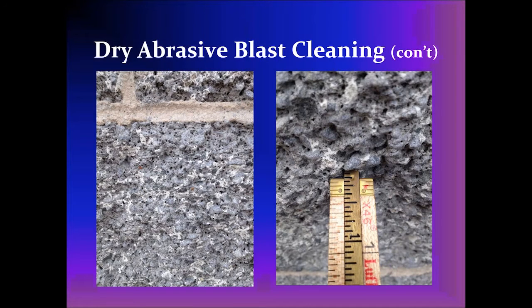Here's another example of damaged block. Here you see the block was very soft on the left, the mortar joint much harder. The mortar joint was not affected by the blast cleaning, but the block certainly was. And on the right you can see that one area is 1/8 of an inch, and in some cases deeper, in terms of the damage created. So if you're going to dry blast, make sure you do a test area first to make sure you're okay with the final appearance before you do this on a wholesale job.